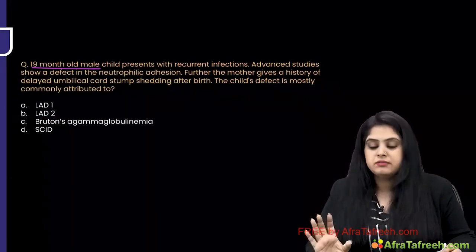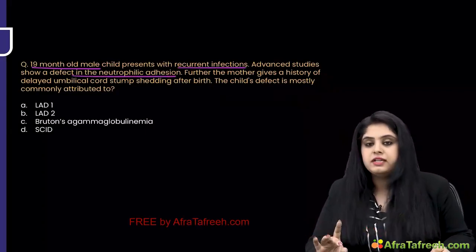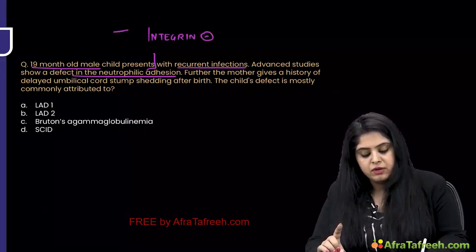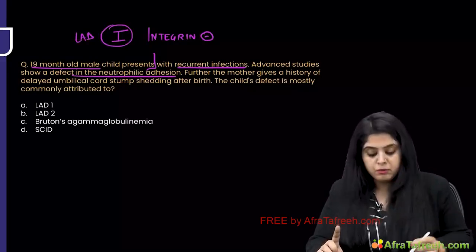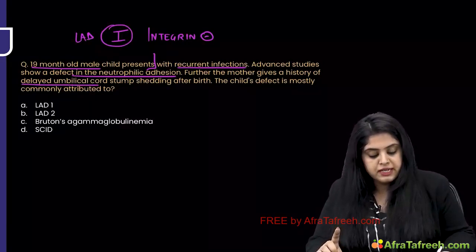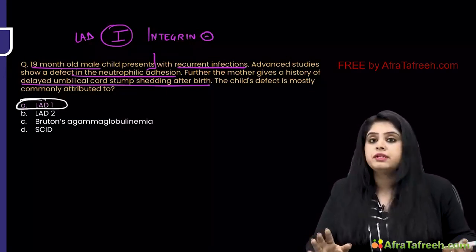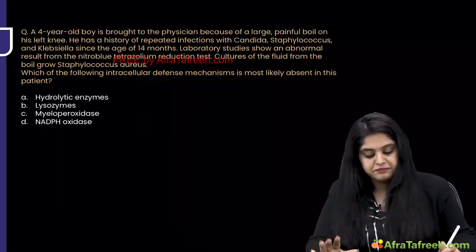Again, a tiny little 19-month-old child with lots and lots of infections. There is a defect in neutrophilic adhesion. Who does adhesion? Adhesion is done by integrin. Integrin problem means which kind of LAD I'm talking about? Integrin looks like I, so this must be LAD1. LAD1 means there should be an umbilical cord problem. There is a history of delayed umbilical cord stump shedding after birth. Stamp it. It's definitely a case of LAD1, there is no doubt about it. Definitely LAD1. Let's practice the one last question that we have. There's a 4-year-old boy.